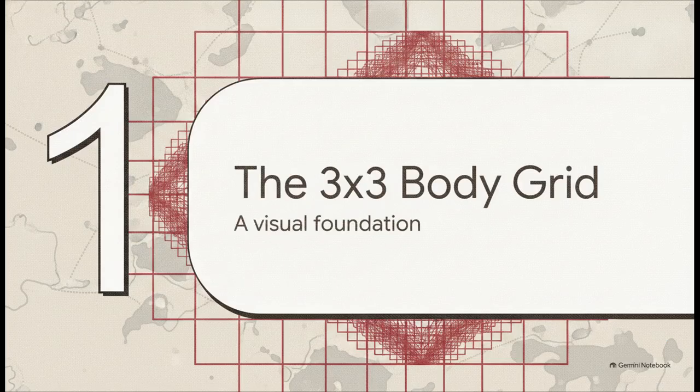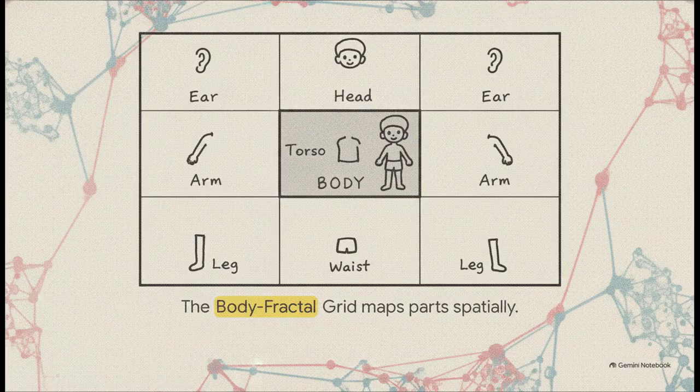Section 1. The 3x3 Body Grid, a visual foundation. Notice how the whole thing, the torso or the body, sits right in the center. It acts as an anchor, visually emphasized with a heavier boundary and a gray background. And around it, the constituent parts are arranged spatially to directly mirror actual human anatomy. You've got the head at the top center, ears in the upper corners, arms out on the sides, waist below the torso, and legs down in the bottom corners. It's not a random list at all. It's a spatial pattern that actually resembles a person.